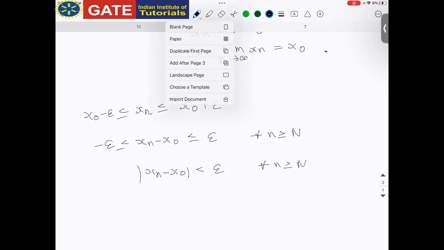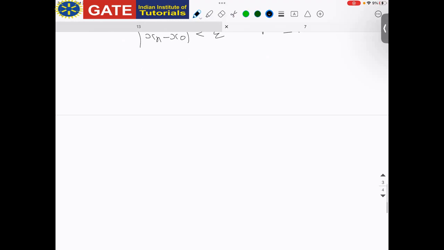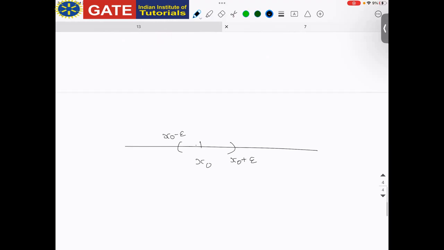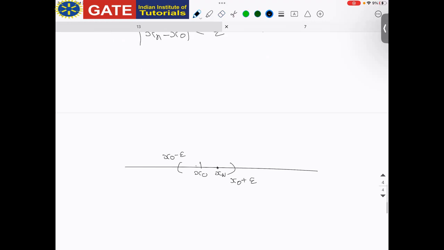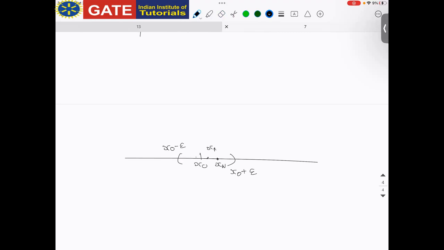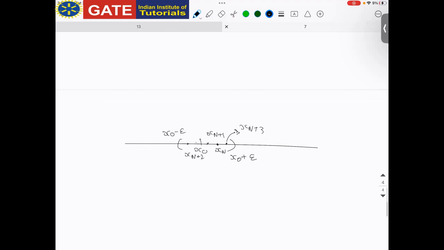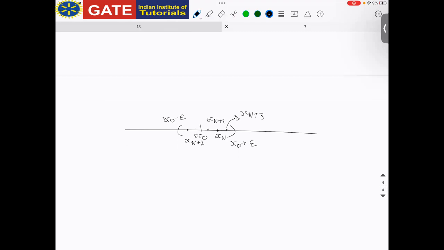So convergence means you have, wait a second. So x0 here, you are taking a neighborhood of epsilon around this. So this will be x0 plus epsilon. This is x0 minus epsilon. Now your tail part, that is, I don't know what is wrong with my tab today. So x0, then this is x capital N, then x capital N plus 1 here, x N plus 2 here, maybe x N plus 3 is this one. So tail part has to be inside this neighborhood. That's what convergence means. Okay.